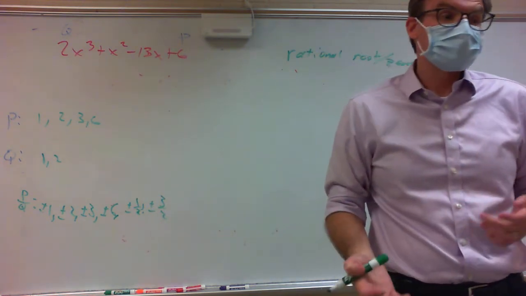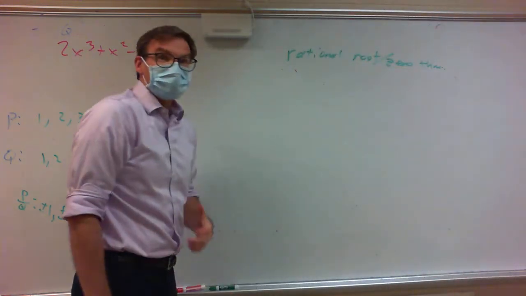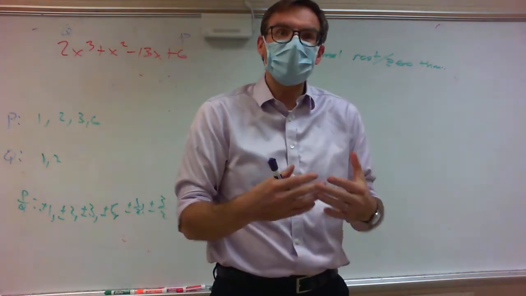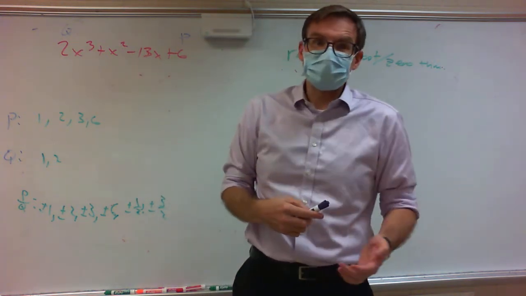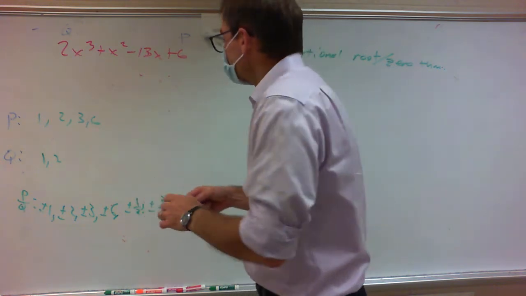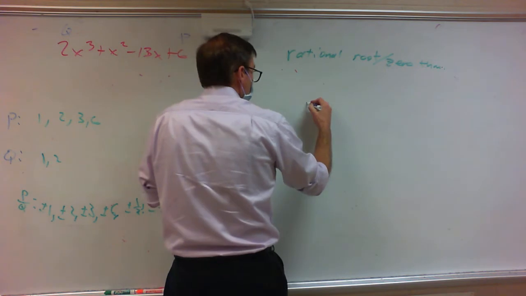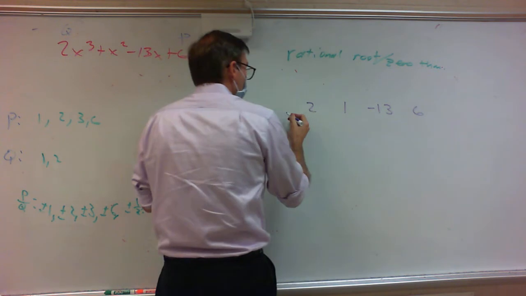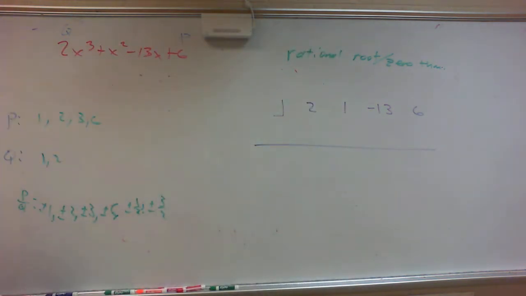Well, how we factor this is kind of what we did last week, where we have to find something that works. And what I mean by find something that works is we need to find something that divides evenly into this. And how we do that is we're going to use synthetic division. So for synthetic division, what I want everybody to do is write these coefficients down. There's a 2, there's a 1, there's a negative 13, and there's a 6.